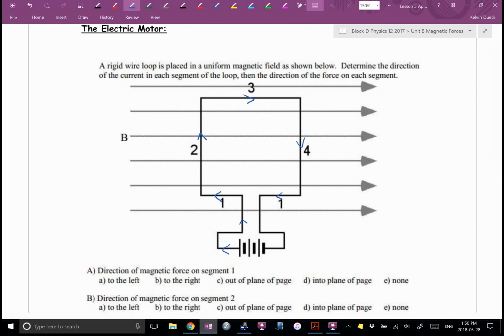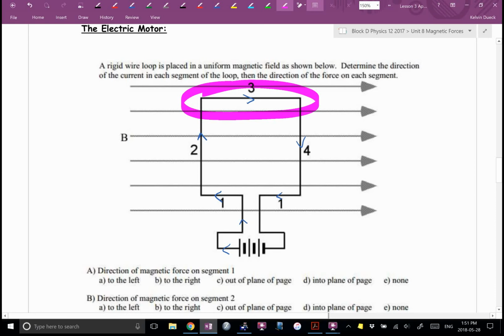What's going to happen here? Well, moving charges, when they move through a magnetic field, will experience a force. They'll only experience a force, though, when they're cutting across the magnetic field lines. This here will not feel a force at all.